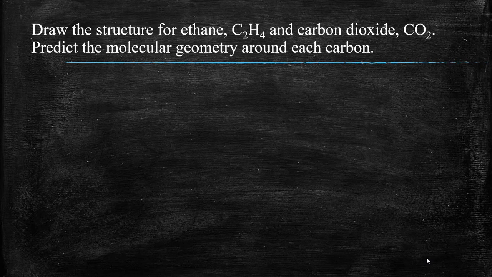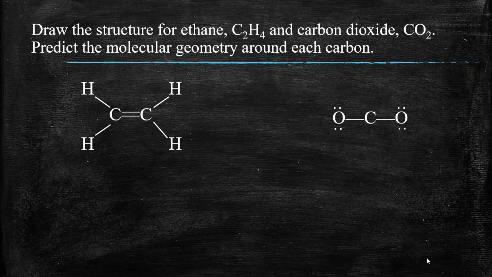This question has multiple parts. We'll start by drawing the structures for ethane and carbon dioxide. I'm not going to walk you through the steps on this one, but I am going to show you the structures. And here are the correct Lewis dot diagrams for both molecules. Now to predict the molecular geometry.